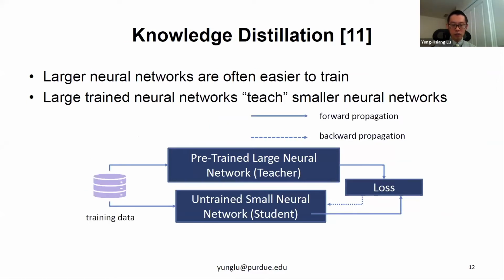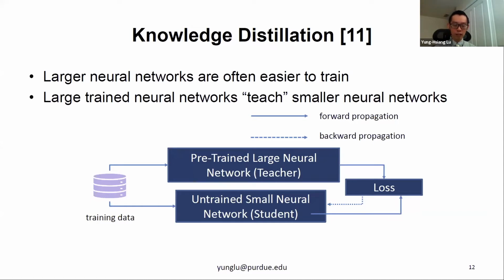Another method is called network distillation. This method is actually using two neural networks. One is a larger, already trained neural network. And then another one is a smaller untrained neural network. They play a teacher-student kind of relationship. The training data will pass through the two networks. The loss from both the large trained network and the smaller untrained network is used for backpropagation.